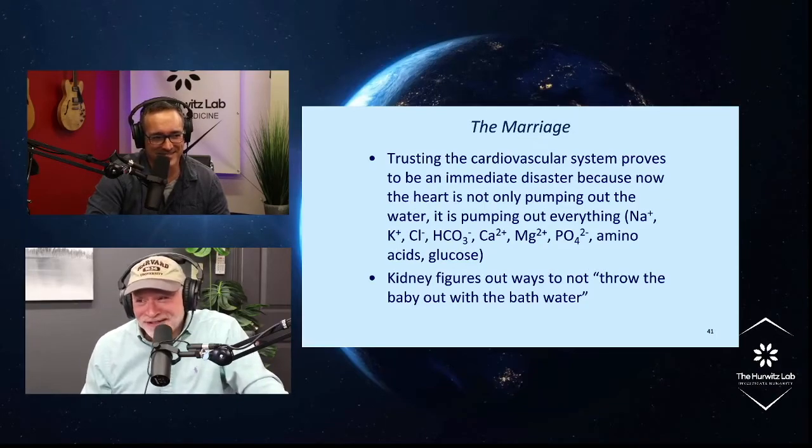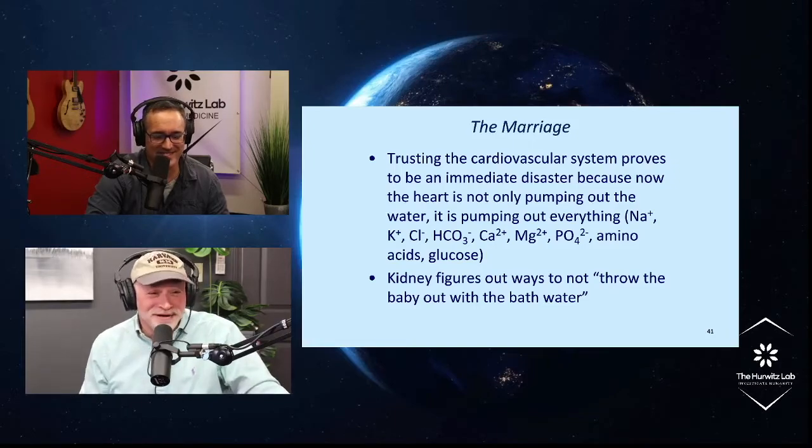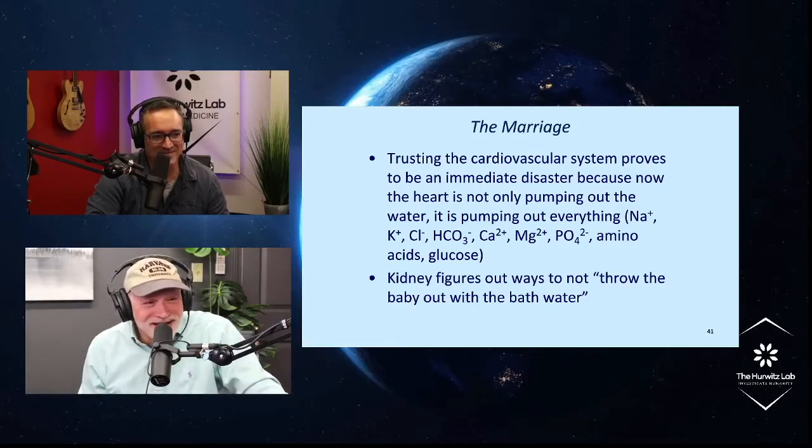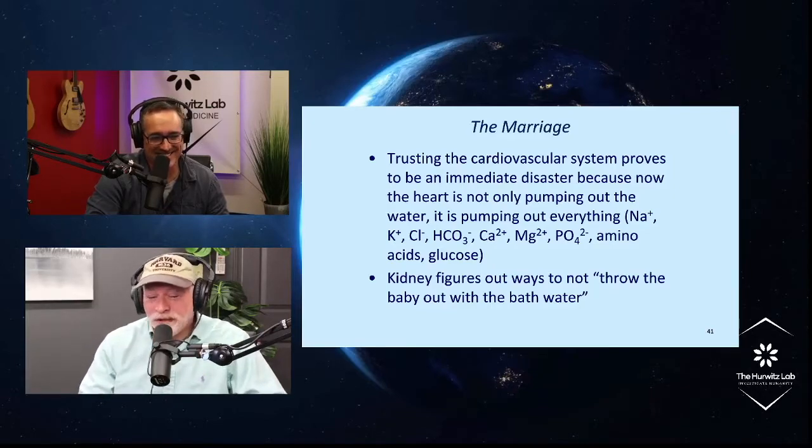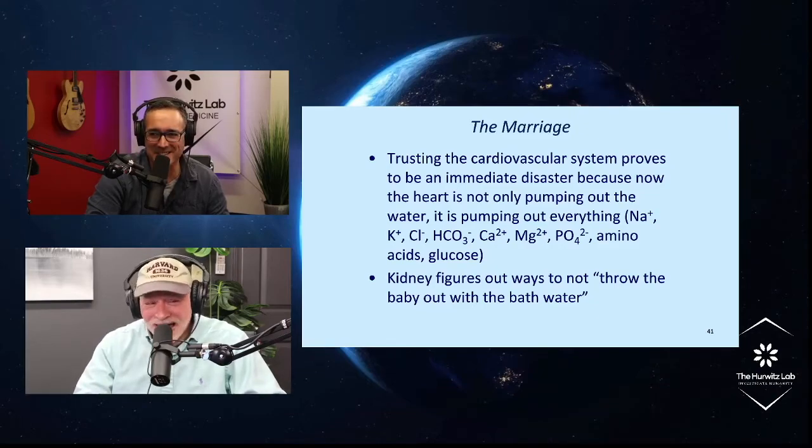So here's what happened. In the marriage, trusting the cardiovascular system proved to be an immediate disaster, because the heart didn't just pump the water into Bowman space, it pumped everything into Bowman space. And so now the kidney's going, oh my goodness, overwhelming, the fire hose is here. Not only do we have to excrete this water, but we have to reabsorb everything. So believe me, the cardiovascular system was not much help after that. And the kidney had to figure it out.